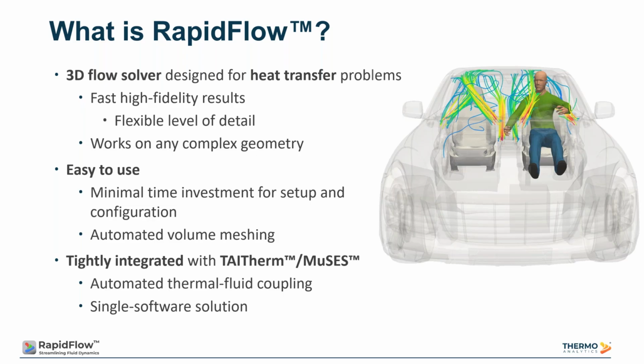We want it to be easy to use, both in terms of the time investment for setting up and configuring the solver and making the volume meshing as automatic and hands-off as possible. And of course, tightly integrated with our thermal products. So even though with this extension we're solving a fluid domain separately from the thermal domain and coupling them, that all happens behind the scenes. And once RapidFlow is configured, just when you run your TAITherm or MuSES model, all of that happens in the background. So more of a single software solution. We'll show a bit more about how all this works.